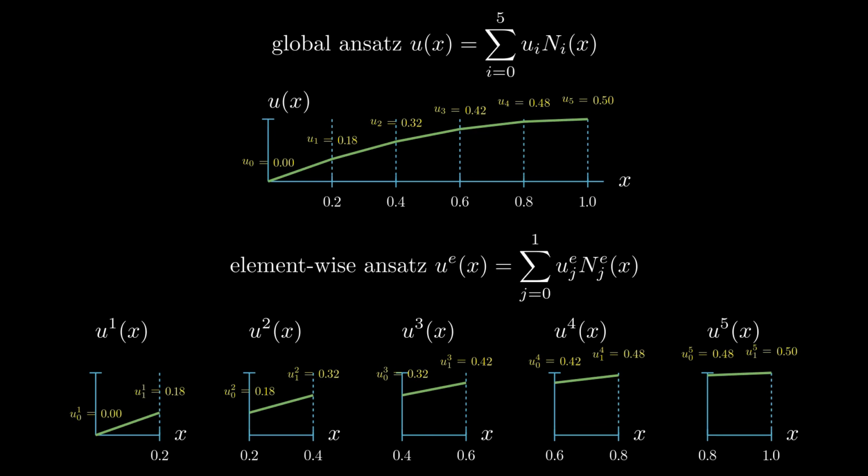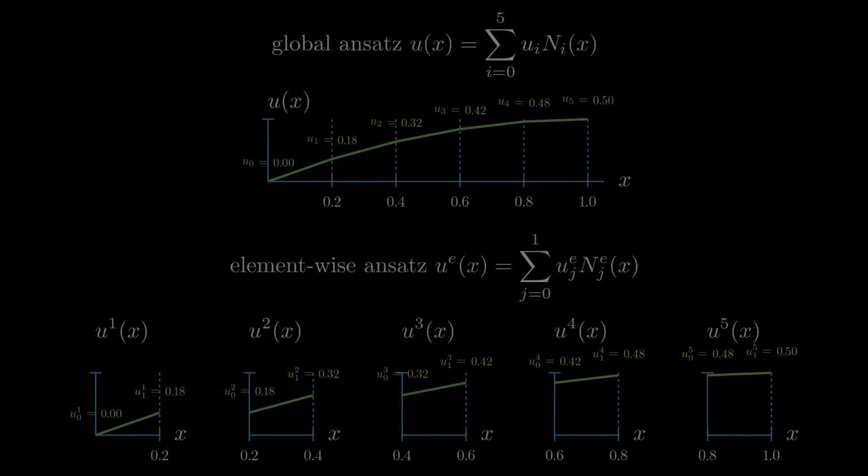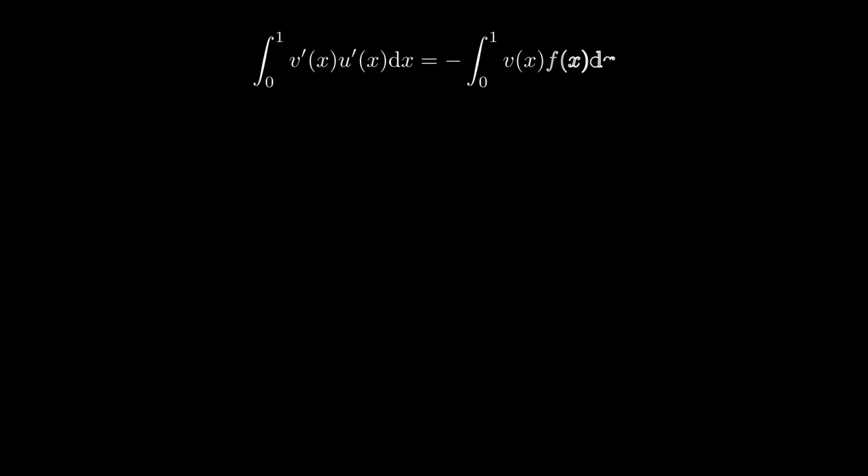Next, we can substitute this element-wise ansatz into the weak formulation, as we have done for the global ansatz. To do so, let's take a look at the weak formulation. Before we can substitute the element-wise ansatz, we have to split the integrals that range over the entire region of interest into the sum of integrals over each element.